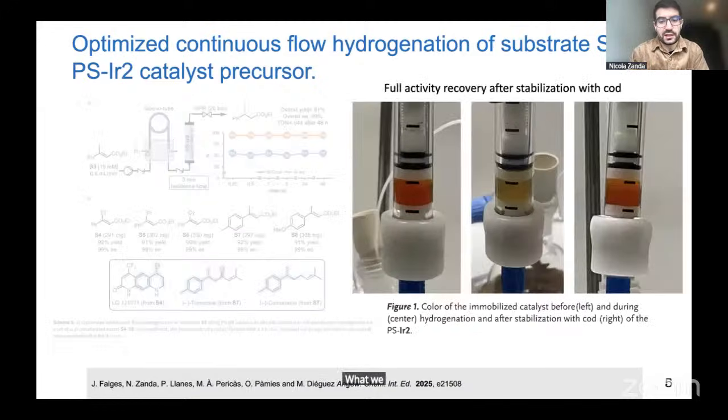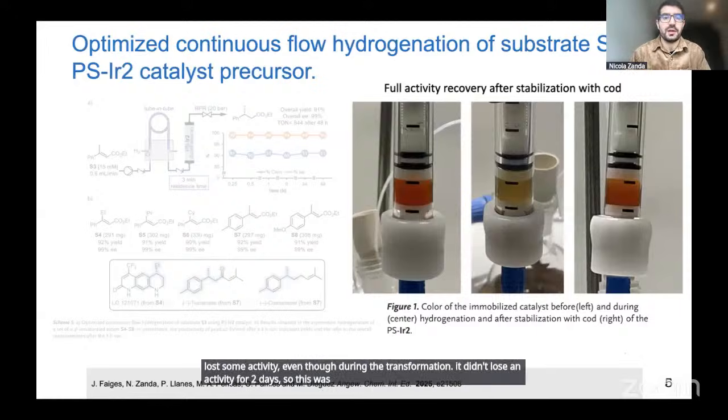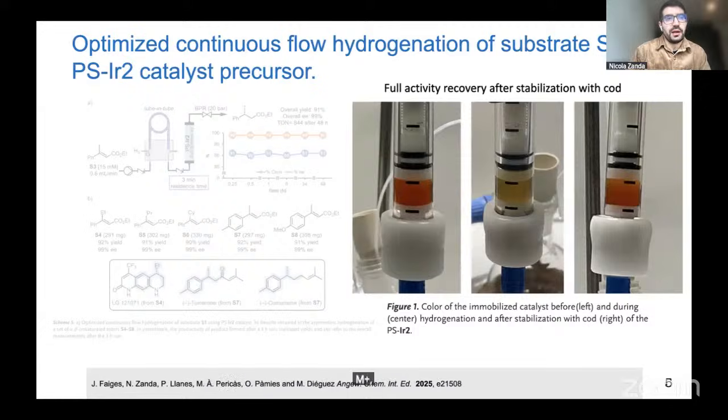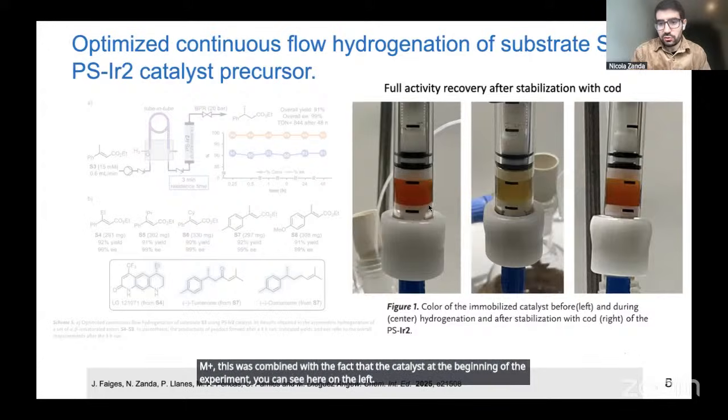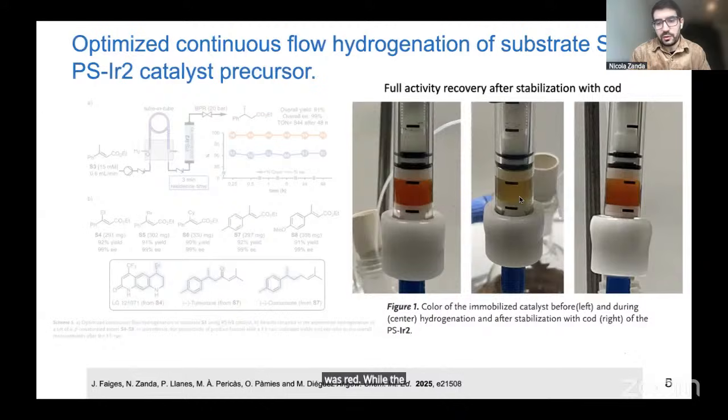What we wanted to address then was the recovery of the activity. So what we observed was that when the catalyst was stored, it lost some activity, even though during the transformation, it didn't lose any activity for 2 days. So this was already suspicious. And plus, this was combined with the fact that the catalyst at the beginning of the experiment, you can see here on the left, was red, while the catalyst after the experiment was yellow.